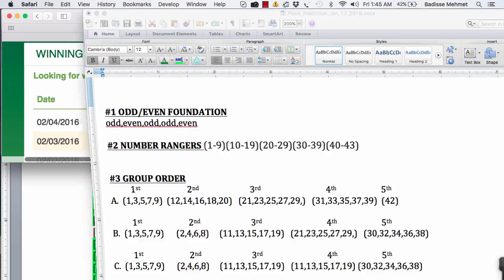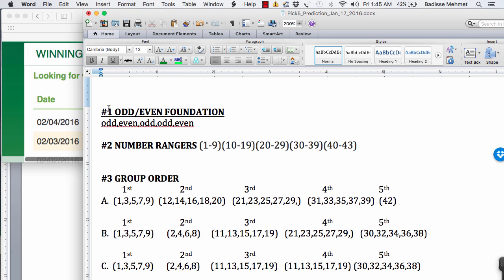Because there's other ways to reduce your numbers. Okay, so you started with number 1, the OddEven Foundation, right? That's what we were working on. Then you've got number 2. You've got to look at the number ranges, right? So you have 5 numbers, right? 1, 2, 3, 4, 5.